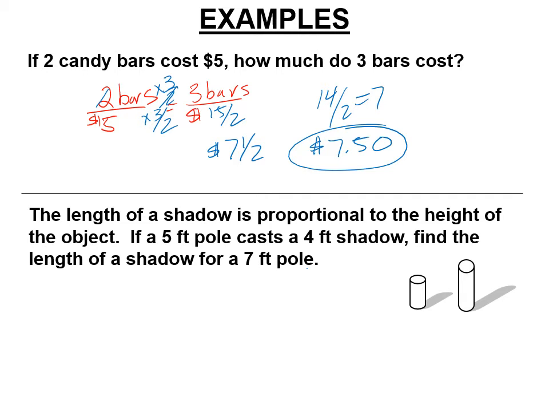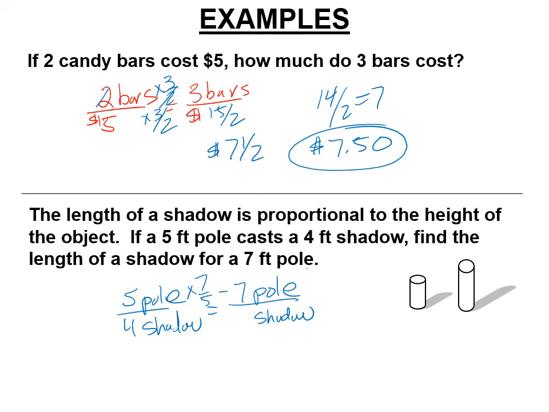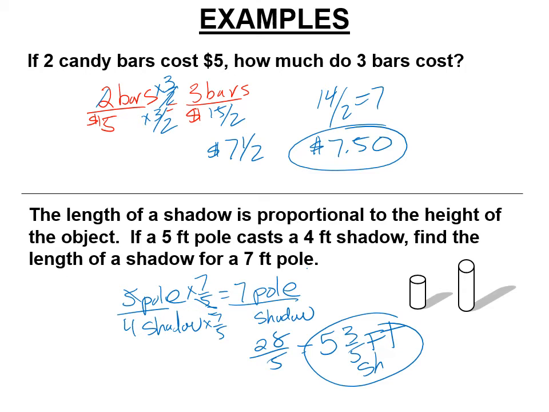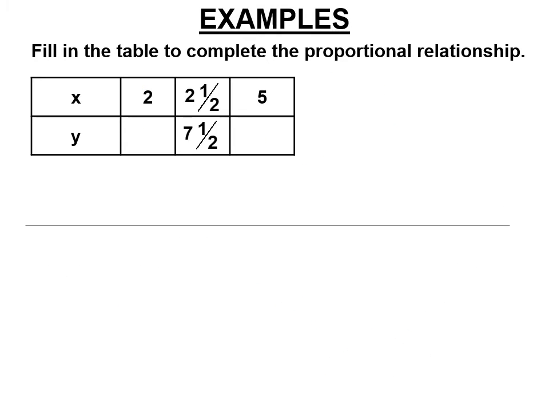The length of a shadow is proportional to the height. So a 5-foot pole, all right, makes a 4-foot shadow. Find the length of the shadow, so that's what's missing, for a 7-foot pole. All right, so 5 times what makes 7? Times 7/5. So we multiply that one by 7/5. And we get 4 times 7, we get 28/5. Well, no one wants to hear that. So 25/5 is 5. So 5 3/5 feet for the shadow. Okay.